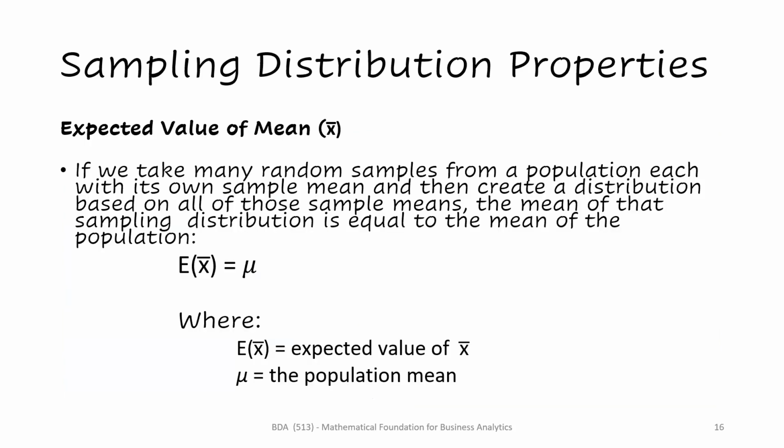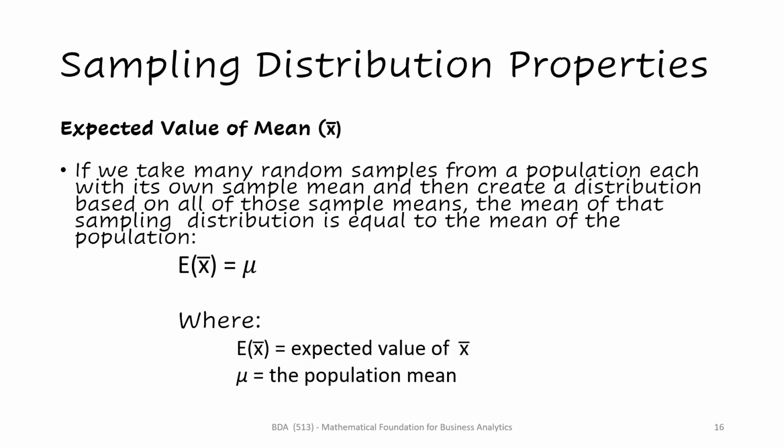We have something we call the expected value of the mean. If we take many random samples from a population, each with its own sample mean, and then create a distribution based on all of these sample means, the mean of the sample distribution is equal to the mean of the population. Let me take it again. Each sample has its own sample mean.